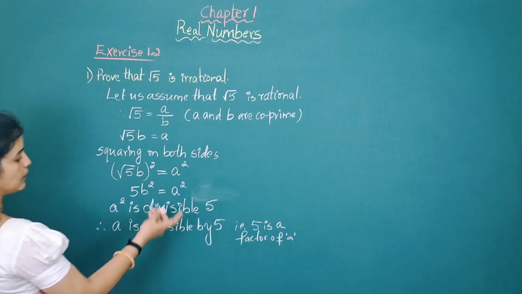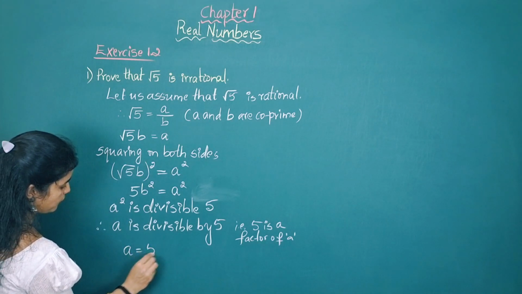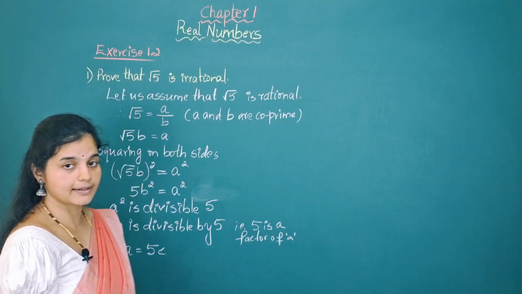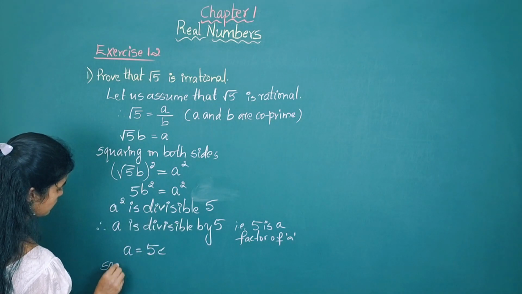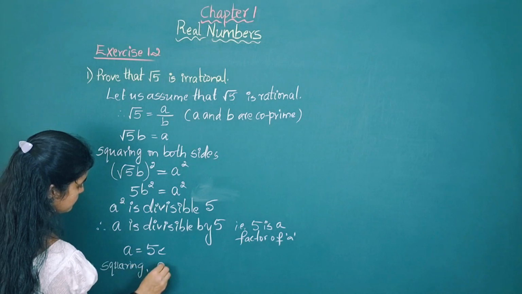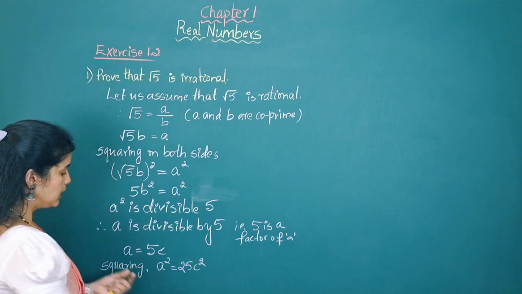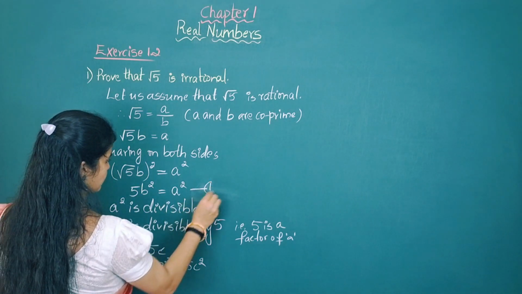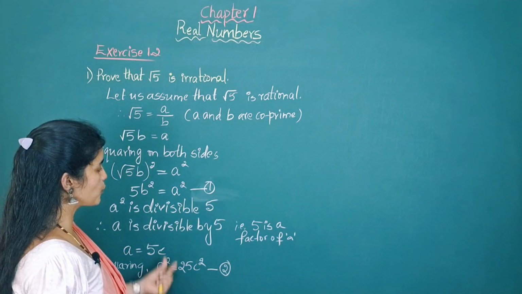So now a can be written as 5 into c. Since 5 is a factor of a, I can write a is equal to 5c. Now squaring, I can write a square is equal to 25c square. I'll write this as equation 1 and this is 2. Now, let us substitute a square in 1.